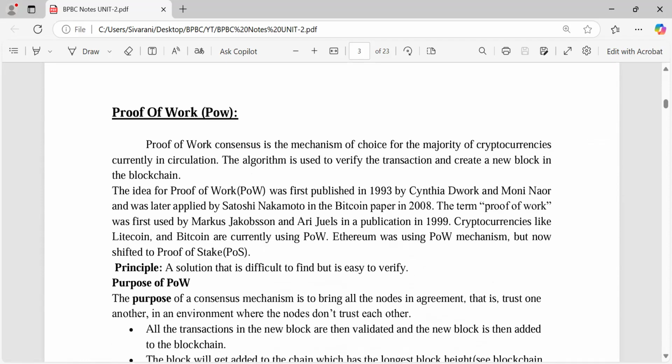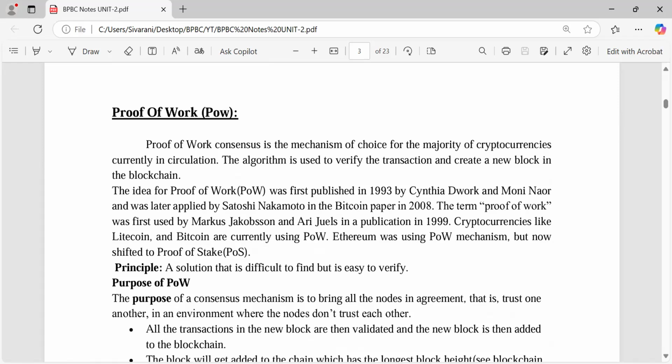What is meant by proof of work? It is a mechanism used by the majority of cryptocurrencies currently in circulation. It is the choice of the different cryptocurrencies. This is the algorithm used to verify the transactions and create a new block in the blockchain. It was published in 1993 by Cynthia Dwork and Moni Naor and later applied by Satoshi Nakamoto in the Bitcoin paper in 2008.